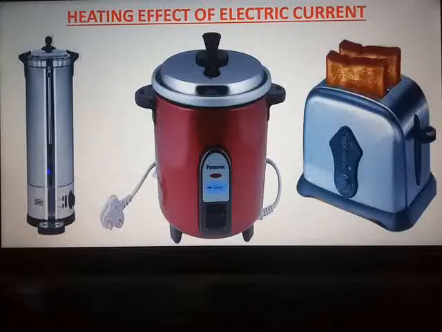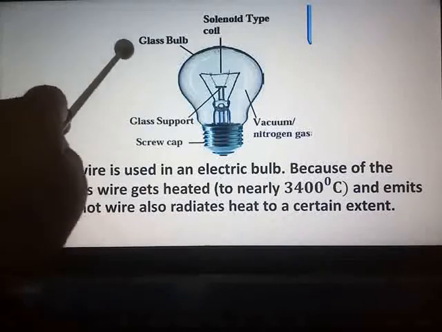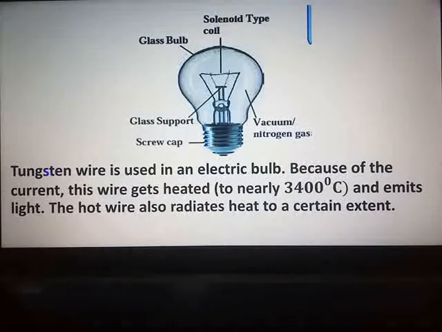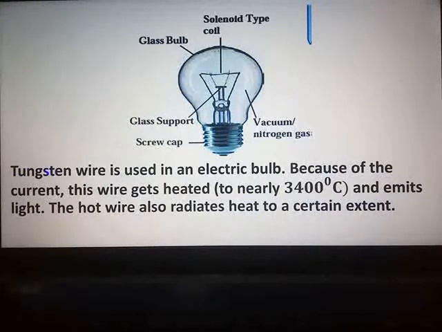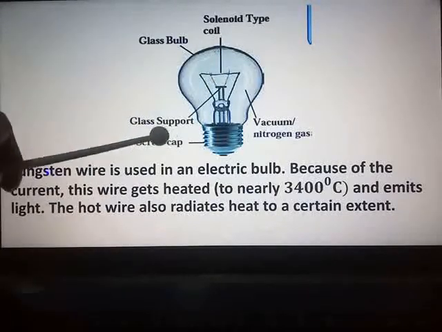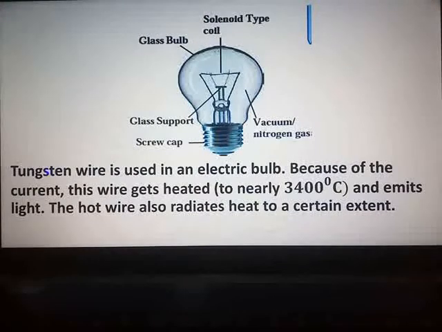Now we will see the first one, that is the electric bulb. This diagram is there in your textbook, in your syllabus. All the labels should be learned by you, including the use of the coil. This diagram can be asked in the exam. The labels can be kept blank and you have to label the blank parts of the electric bulb: a glass support, a screw cap, vacuum or nitrogen gas, glass bulb, solenoid type coil. Now you can see this is an electric bulb.